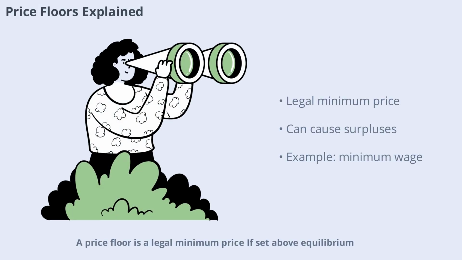Price floor is a legal minimum price. If set above equilibrium, it creates a surplus because sellers want to supply more at the higher price but buyers want less. Minimum wage laws are an example. While they help workers earn more, they can also lead to fewer jobs if employers can't afford the higher wages.